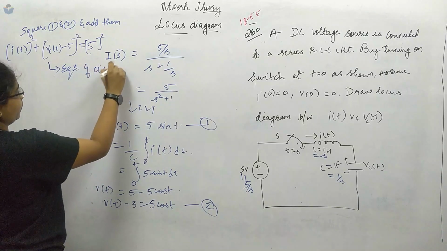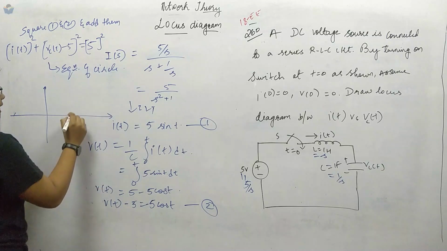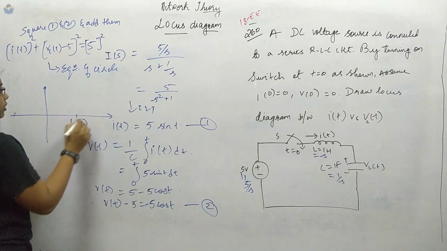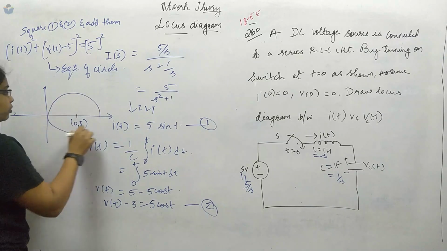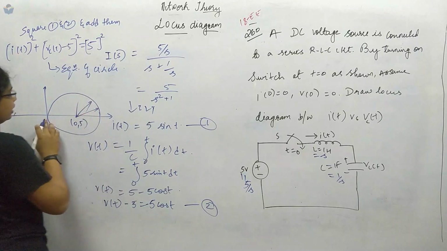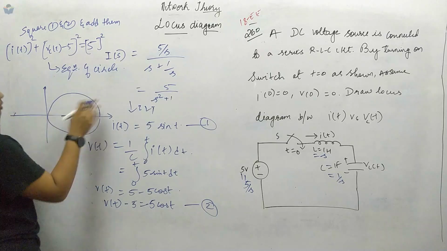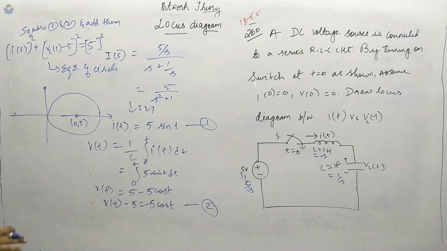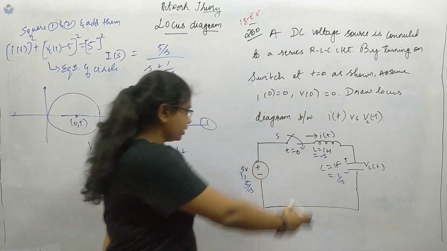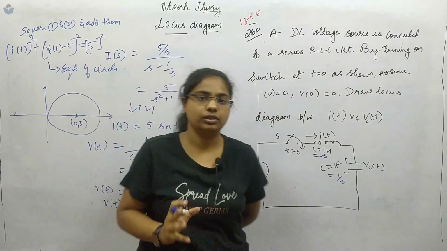So this is nothing but the equation of a circle. If you have to draw the locus diagram for this one, you will get somewhere 0 to 5. 0 to 10 will be your diameter and 0 to 5 is your radius. So you will get a circular path. Draw that. From here the current will vary. So directly this is not a locus diagram question, because we have involved the transient as well and the Laplace transformation. So it's a mixture of questions.